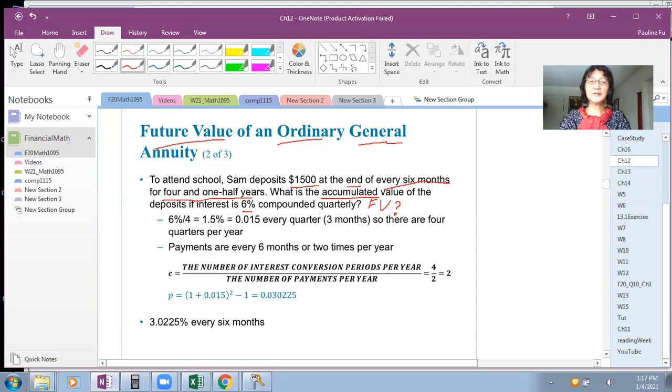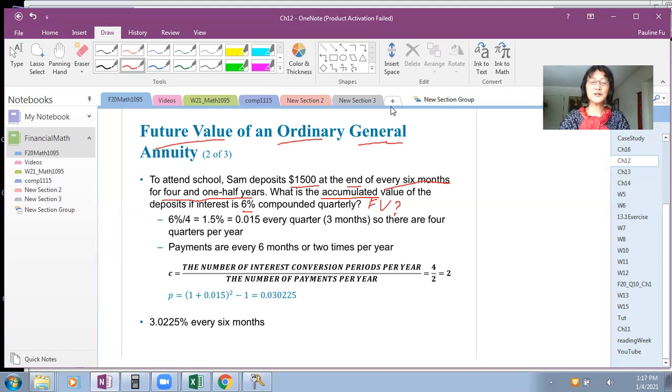We are going to use 3 methods to calculate future value for an ordinary general annuity. Method 1, use the formula. Method 2, use a financial calculator. Method 3, use Excel. All 3 different methods would produce the same result. So let's use the formula first.